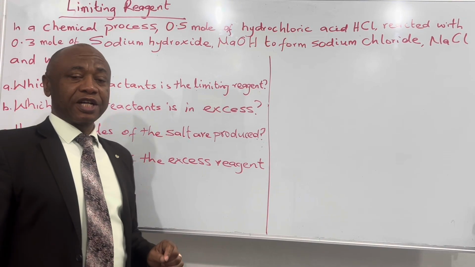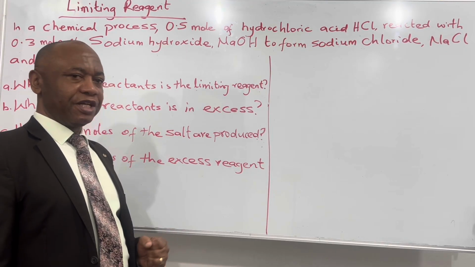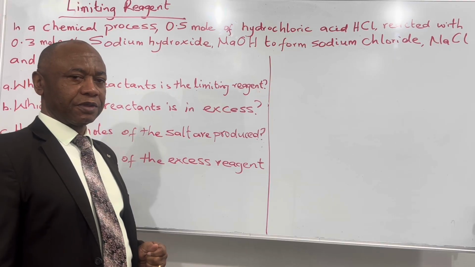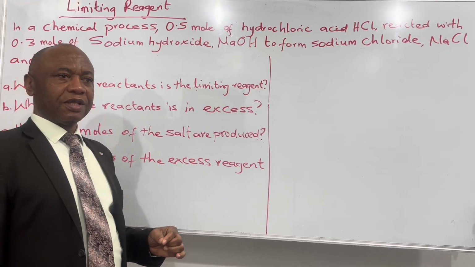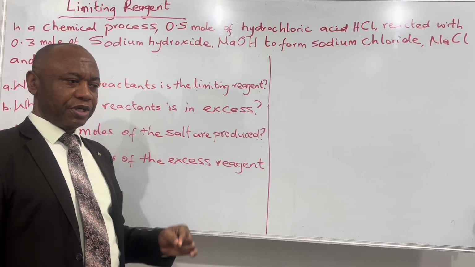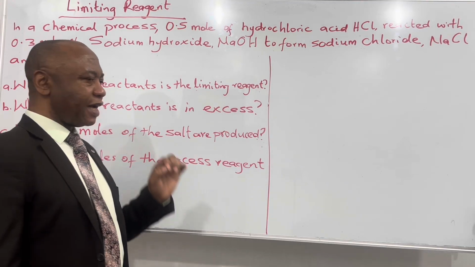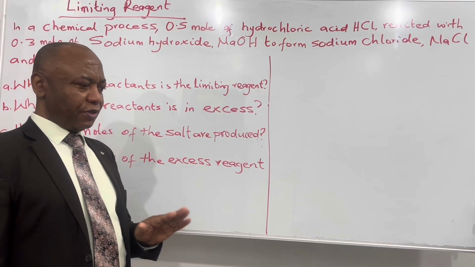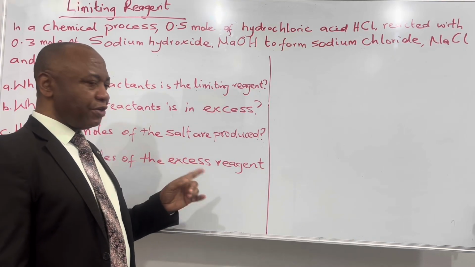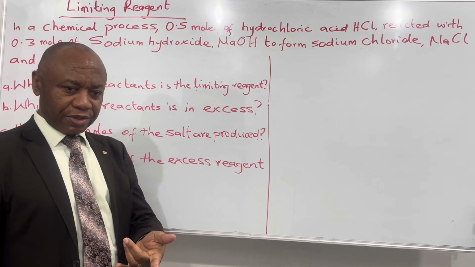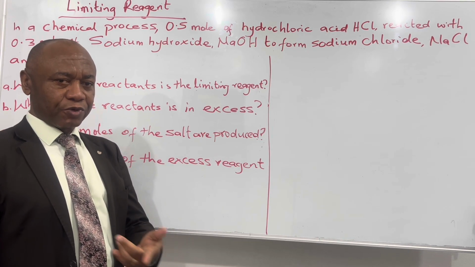Today's exercise is about limiting reagent. What is limiting reagent? Limiting reagent is the reactant that is first used up in a chemical process. Once that reactant is used up, the reaction stops. As such, the limiting reagent determines the amount of the product you get in a chemical process.